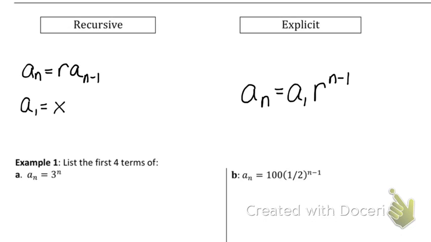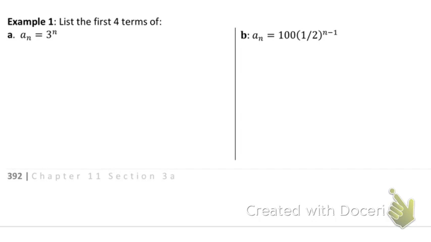And that's it. So all you need to know for the explicit formula is your first term and your ratio, and you just plug it in. All right, a couple quick examples. We're supposed to list the first 4 terms of this guy. So our very first term would be a sub 1 equals 3 to the first, which equals 3.